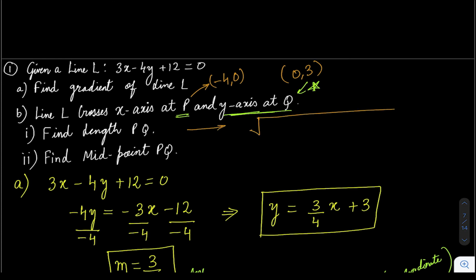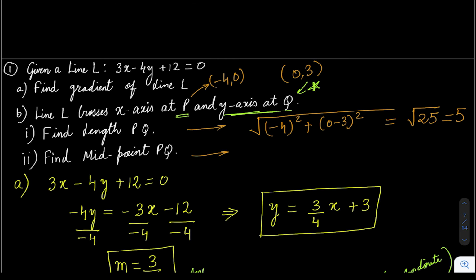So now we need to find the length. So length will be square root of (x2 minus x1) whole square plus (y1 minus y2) whole square, which is square root of 25, which is nothing but 5.